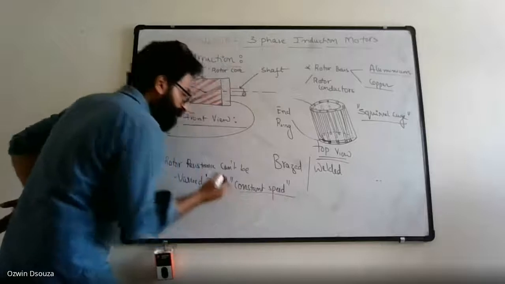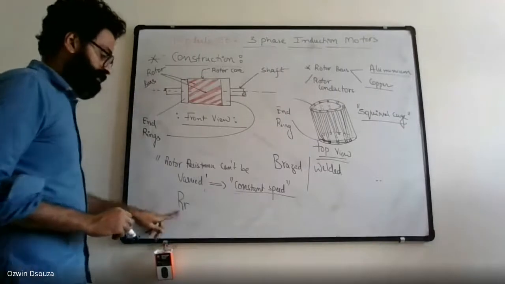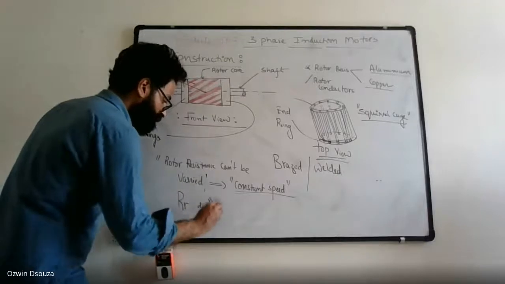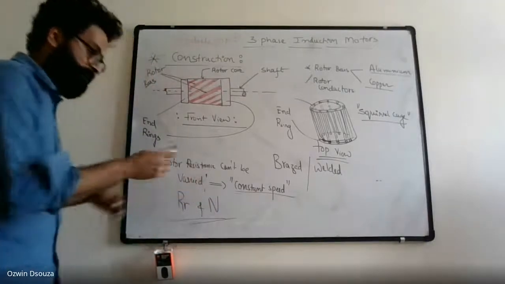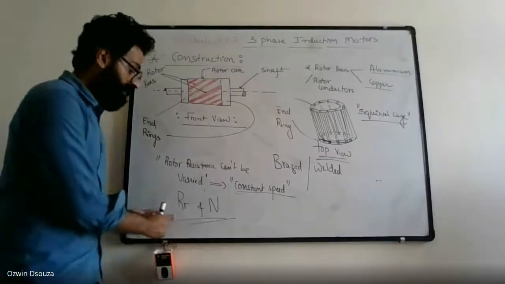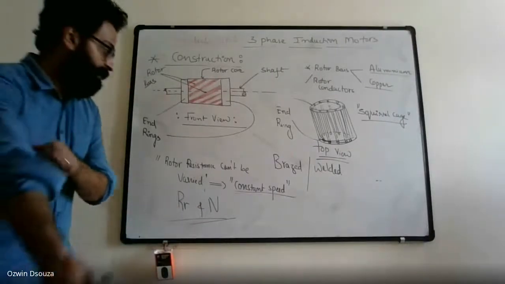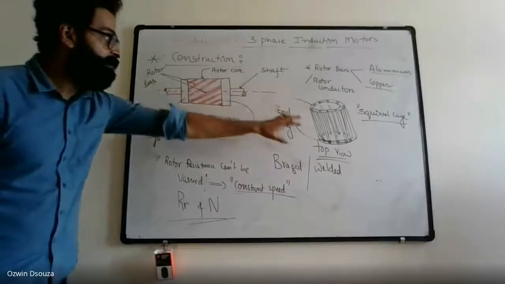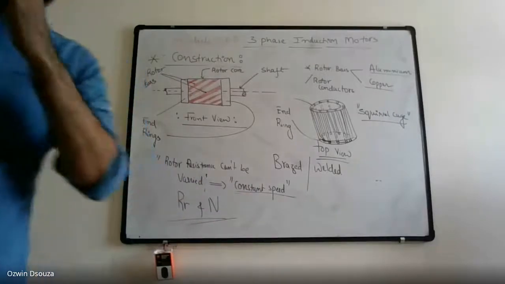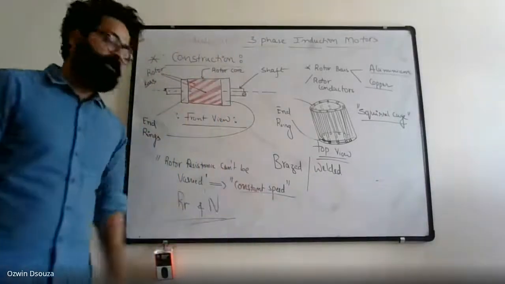In an induction motor, there is some dependency between rotor resistance, R suffix small r, and the speed of the induction motor. There is some relationship between rotor resistance and speed. If you cannot vary the rotor resistance, you cannot vary the speed. Hence, the induction motor based on a squirrel cage rotor is called a constant speed motor. This is one of the disadvantages of the induction motor, that it is essentially a constant speed motor.